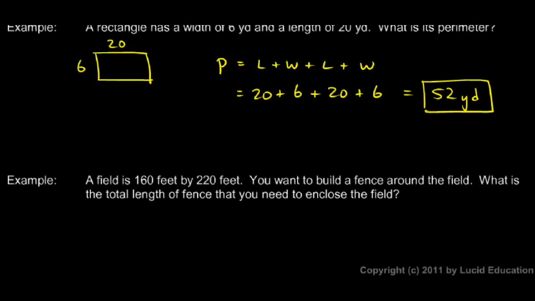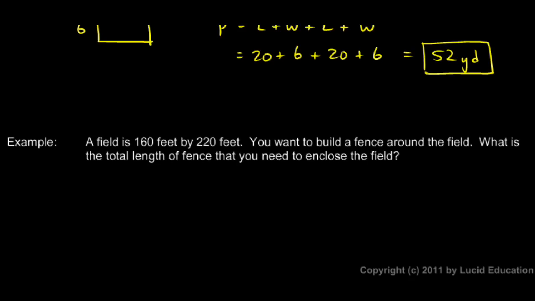In this next example, a field is 160 feet by 220 feet. You want to build a fence around the field. What is the total length of fence that you need to enclose the field? Well, if you have a field that has a width of 160 feet and a length of 220 feet, if you want to build a fence all the way around, the length of your fence is just going to be the perimeter of the field. So when we're asked to find the total length of fence, what we really need to find is the perimeter of the field.